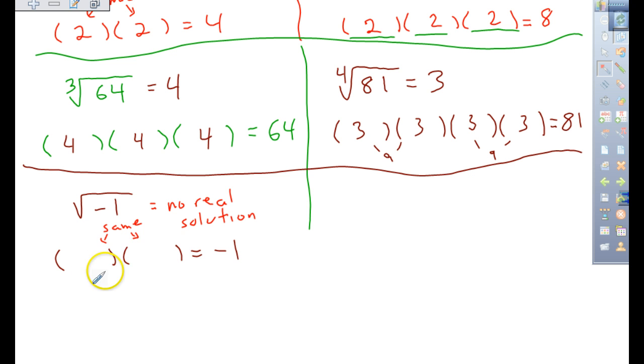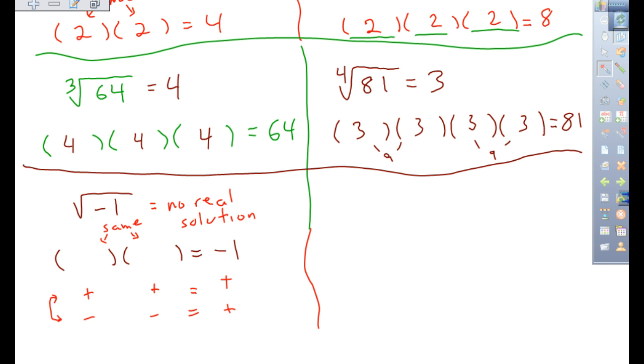No number times itself can equal a negative, because a positive times a positive is a positive, and a negative times a negative equals a positive. And you only have 2 numbers, and they have to be the same number, so there's no other possibilities. That's the only 2 possibilities, and both give me a positive answer.